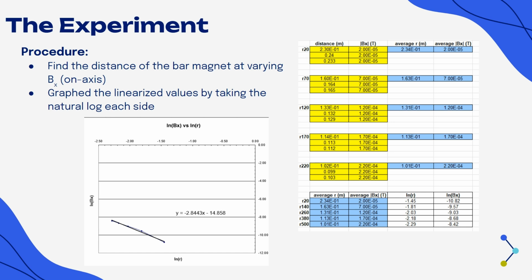For the procedure, first we download the magnetometer app and find where the phone's magnetometer sensor is located. Then we line up the phone towards north and measure the distance between the sensor and the bar magnet. Next, we found the distance of the bar magnet at varying magnetic fields on axis and graphed the linearized values by taking the natural log of each side. As you can see, this is the graph, and these are the values that we calculated.